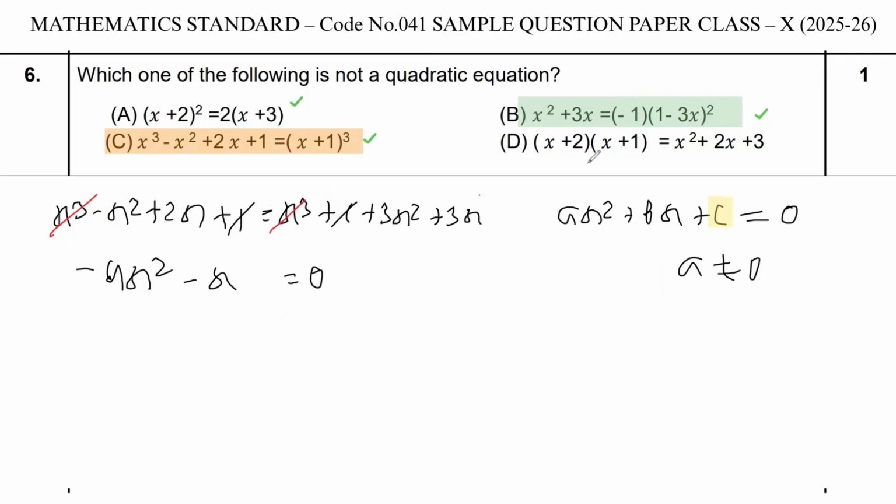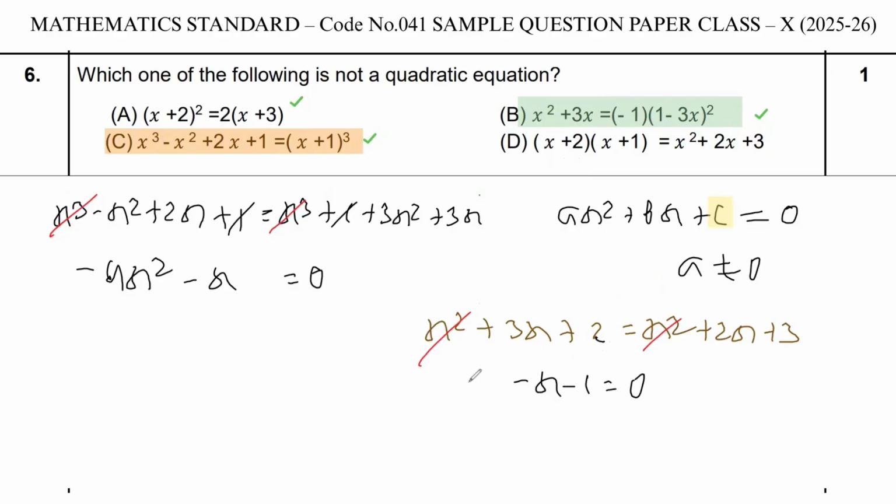So look into this. If I expand this, x multiplied by x is x square. x multiplied by 1 is x, and 2 multiplied by x is 2x. So I can write 3x, and 2 multiplied by 1 is 2, equal to x square plus 2x plus 3. So you can see that here x square gets cancelled. And finally, we get from these two negative x, and this is minus 1, equal to 0.